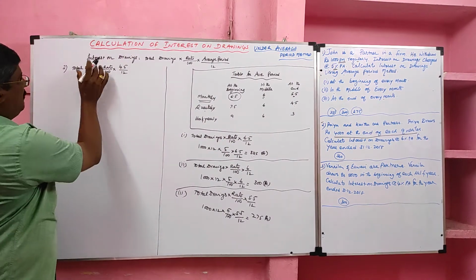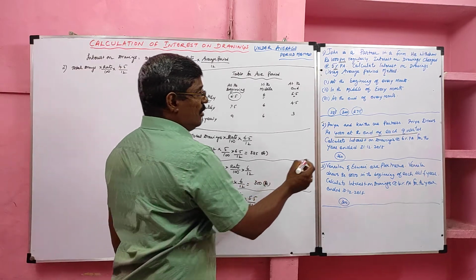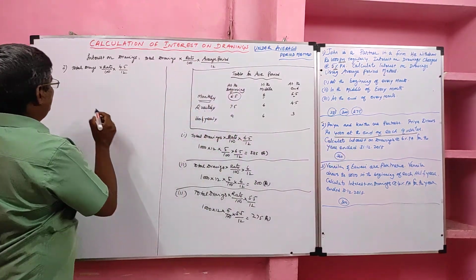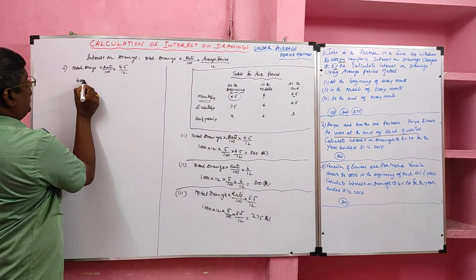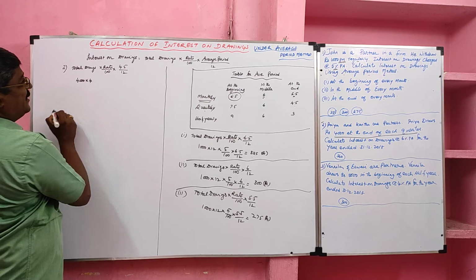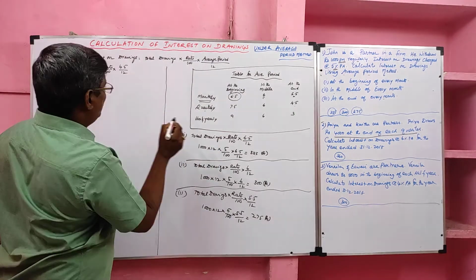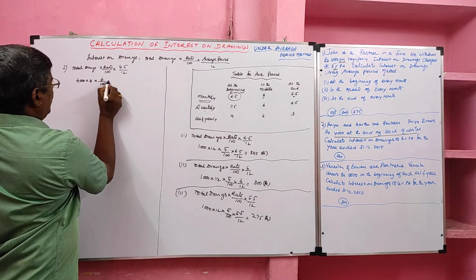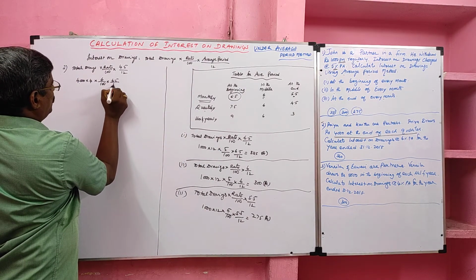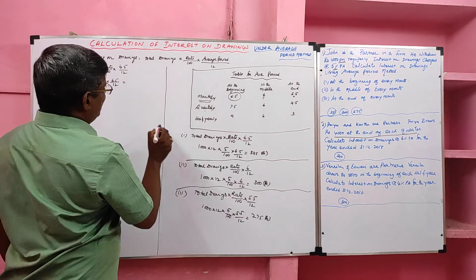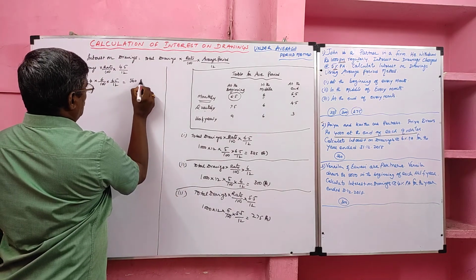Now I am going to apply the formula. How much has she drawn? 4,000 rupees. She has drawn 4,000 rupees in each quarter. So how many quarters in a year? 4. So 4,000 into 4 into rate of interest given in the question 6/100 into 4.5 divided by 12. So our answer is 360 rupees.